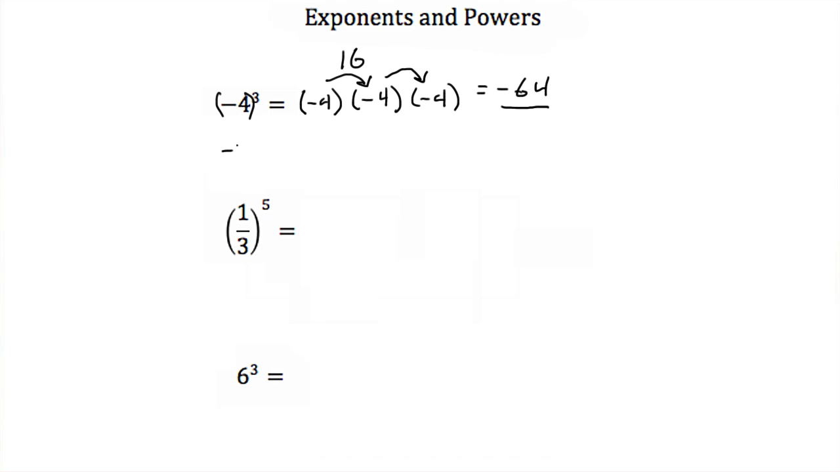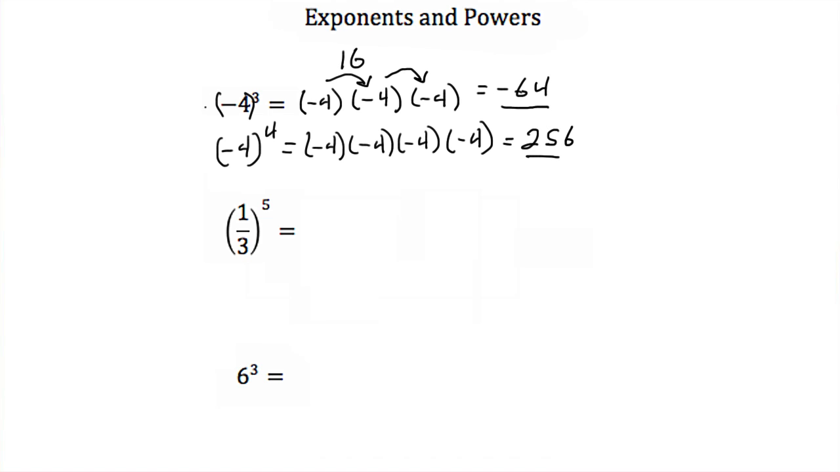What if we did negative 4 to the 4th power though? Well, that's negative 4 times negative 4 times negative 4 and then times negative 4 one more time. Well, negative 4 times negative 4 is 16, times negative 4 again is a negative 64, and then times negative 4 one more time is a positive 256.